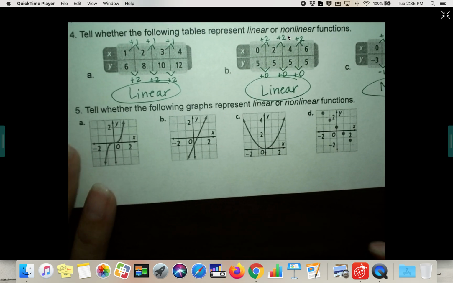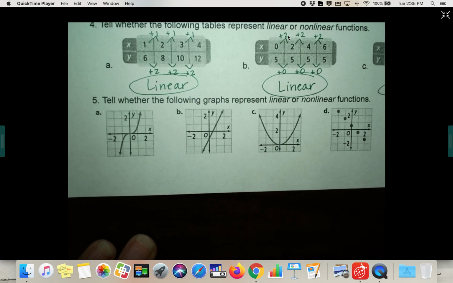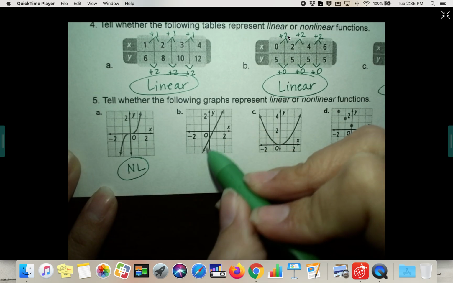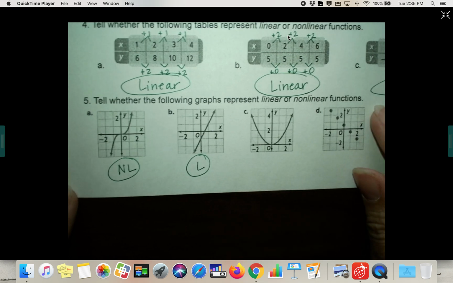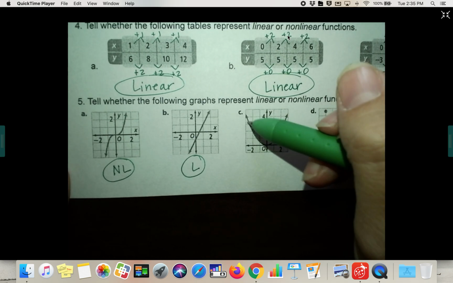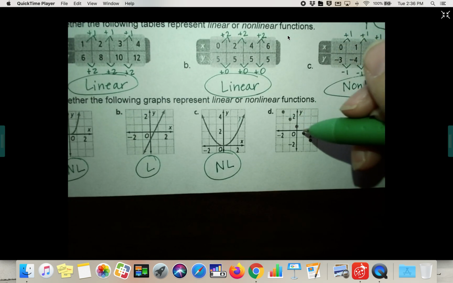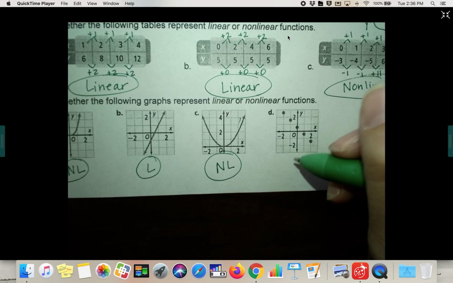All right, let's try the last 4. They're the easiest ones on the paper. You're just looking for a straight line or a curved line. Curved lines are non-linear. Straight lines are linear. And now I'm getting lazy and just marking it with L or NL. So curved lines, non-linear. Straight lines, even if there's not a line drawn through it, if you can just see the pattern is constant, it is linear.